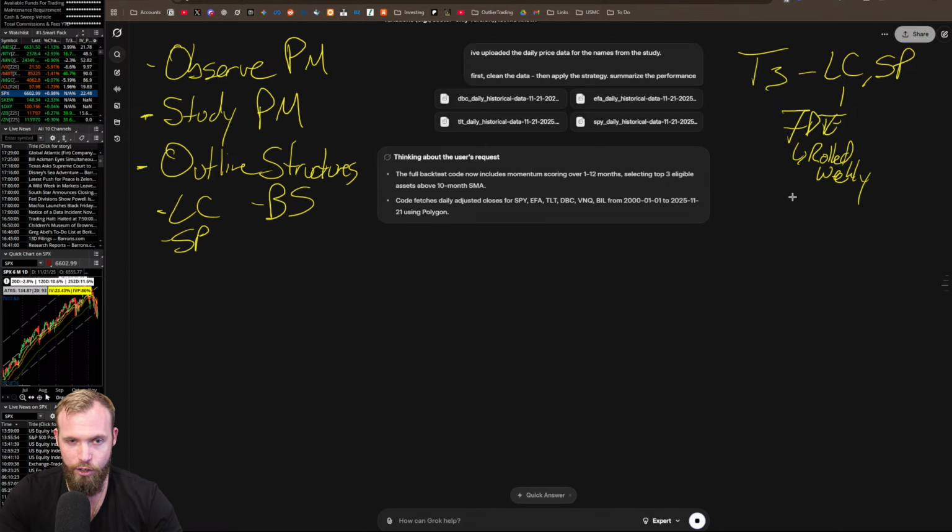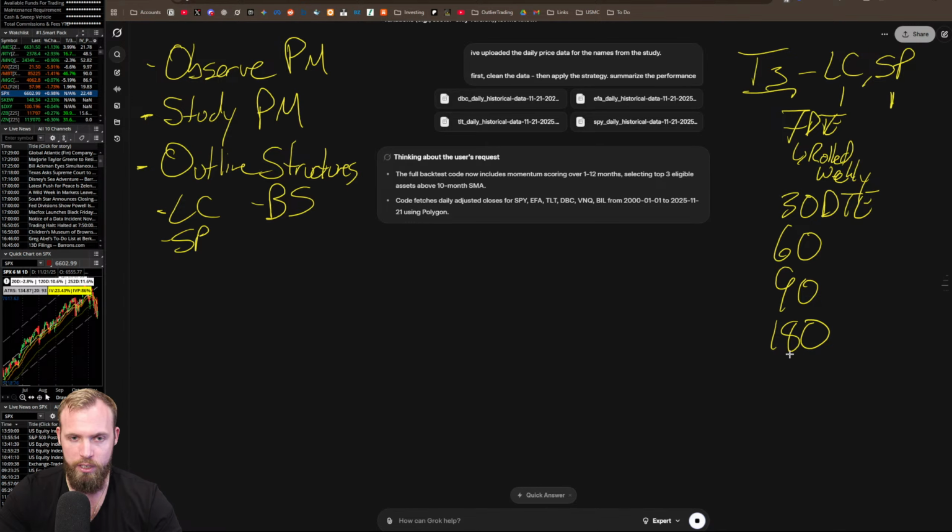Then let's say that there's 30 DTE, 60, 90, 180. Fine. So you have 5 different terms that you're going to explore for this effect. And then we repeat that on this side. This is for the top 3. Then for the bottom 3, we look at the same windows, but instead we look at long puts and short calls.